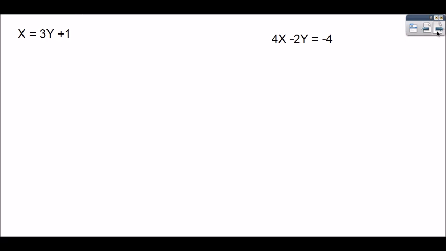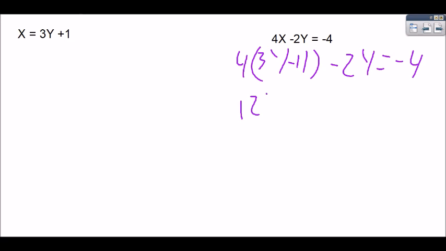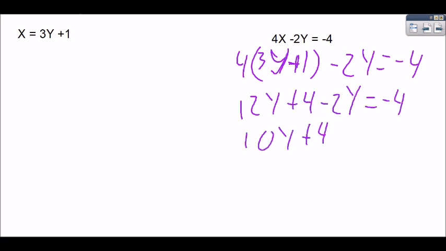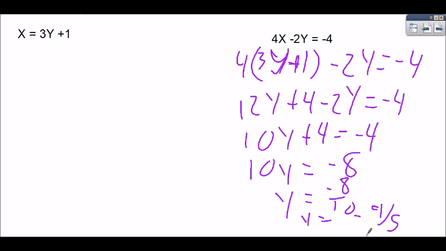Alright, so we're going to go one more time. This time x is all by itself, so in my second equation I'm going to replace x with what x equals, double distribute, and then solve for y. Okay, so I get y is equal to -4/5.